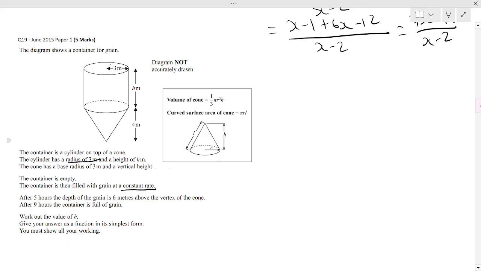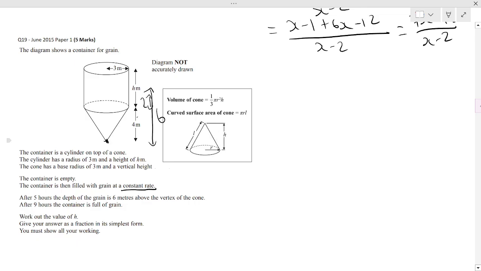The rate is given, the height is h, we're given that. And we're also given the height of the cone, which is 4. Okay, cool. So after 5 hours, the depth of the grain is 6 meters above the vertex, which is here, the cone. So 6 meters is going to be up here. So it's going to be 4, and then you've got this 2 as well. So that'll give 6 overall.